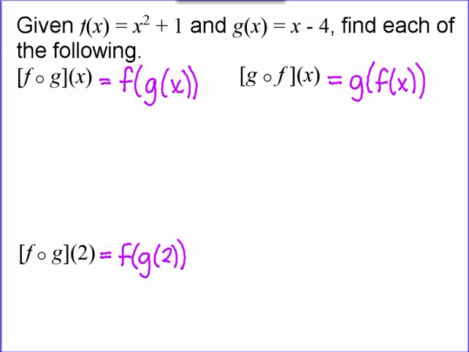Okay. So now we're going to go through this individually. Order of operations states you always do parentheses first. So parentheses here say g of x, and I'm going to put g of x right in there. So g of x is x minus 4. That is correct.